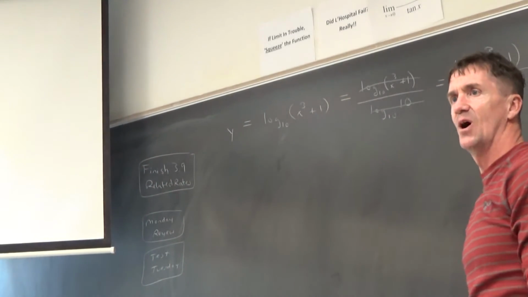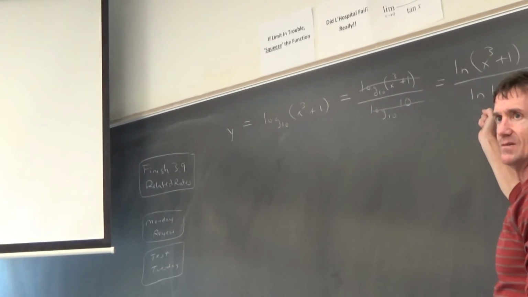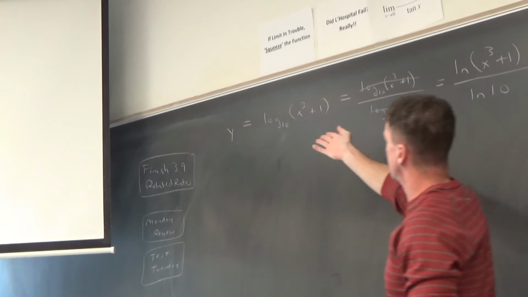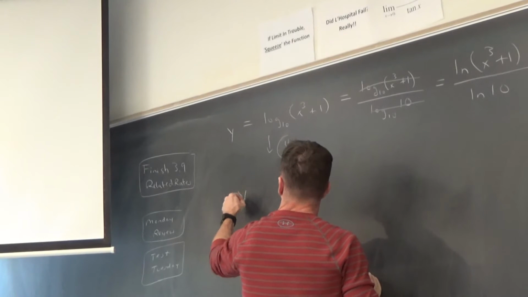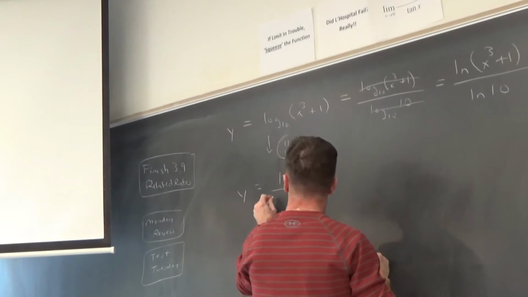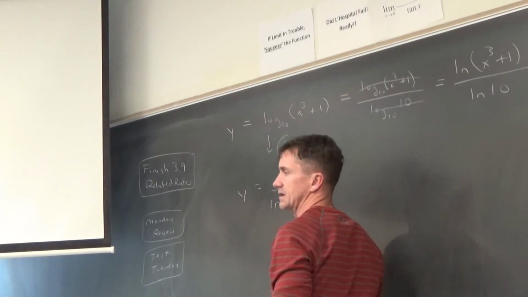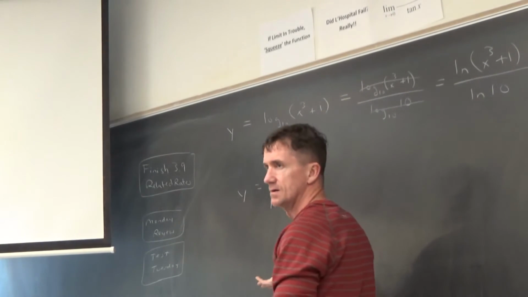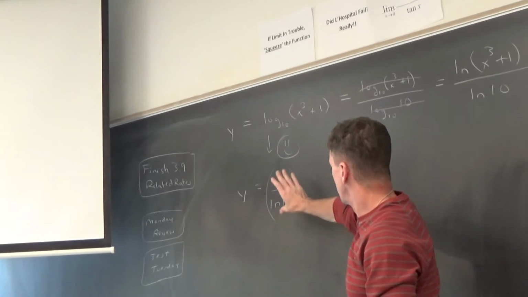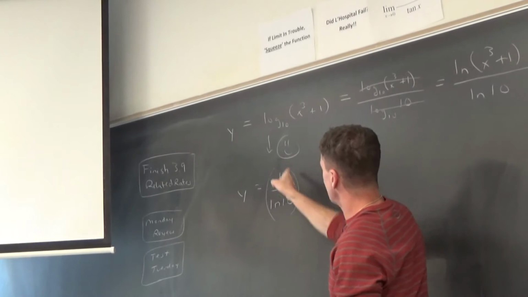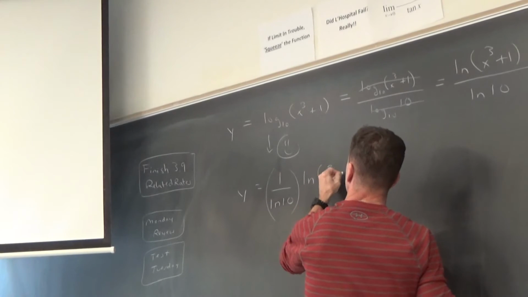Yeah, there's one that's 5. Oh, see, there you go. We were writing ln of blah blah blah divided by the natural log of 5. So you'll notice this is really 1 over the natural log of 10. The natural log of 10 is just some irrational number like pi, so that's just a constant. I'll keep that in front. That's a big constant right there, times the natural log of x cubed plus 1.